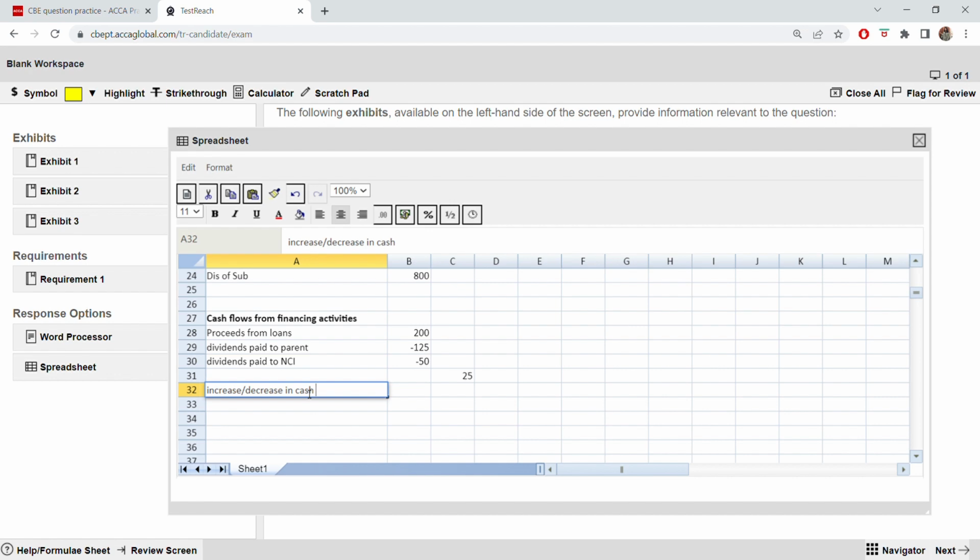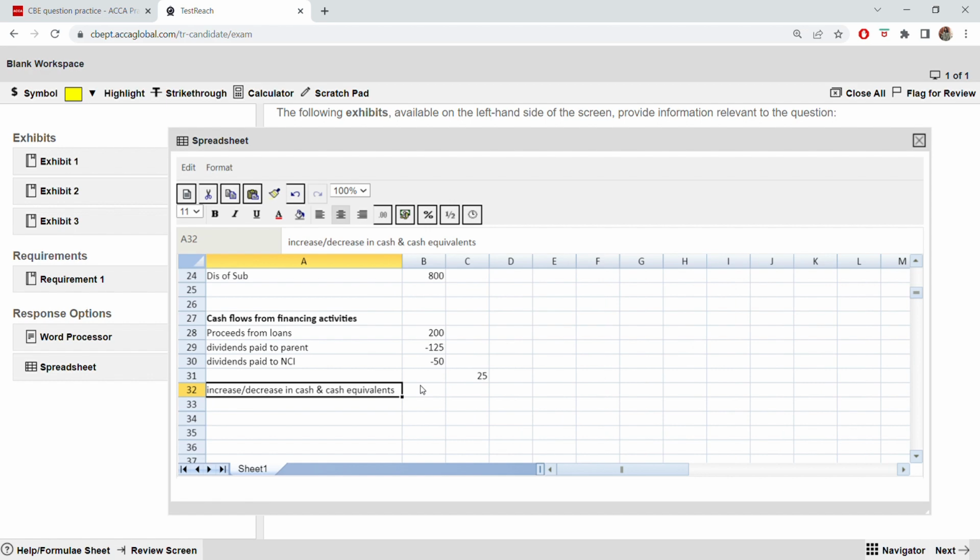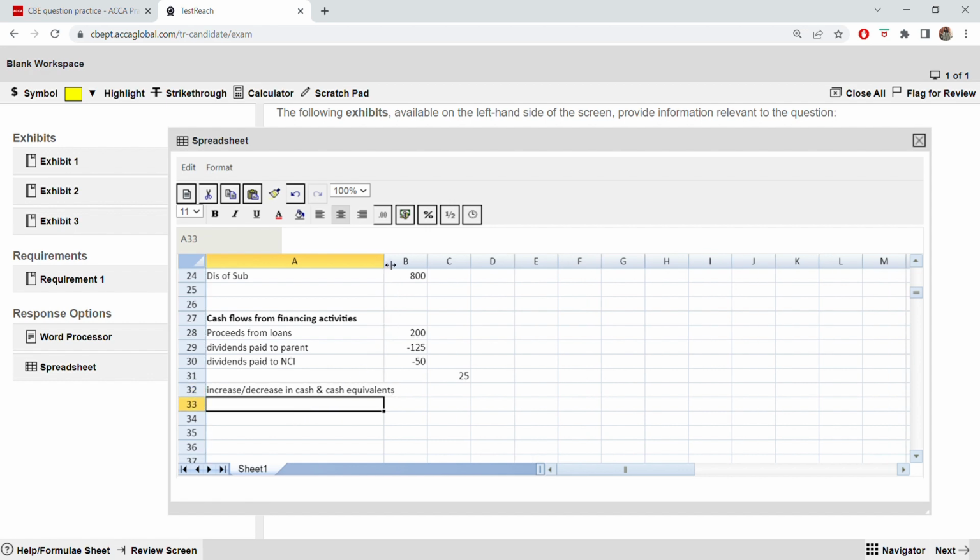Cash and cash equivalent. I make sure that I drag like this and make it into this. You see, make it very presentable. If I put it like this, it does not look so good. It's falling on the other thing also. Keep everything in one column. Description in column A, numbers in column B, like that, and main answer in column C.